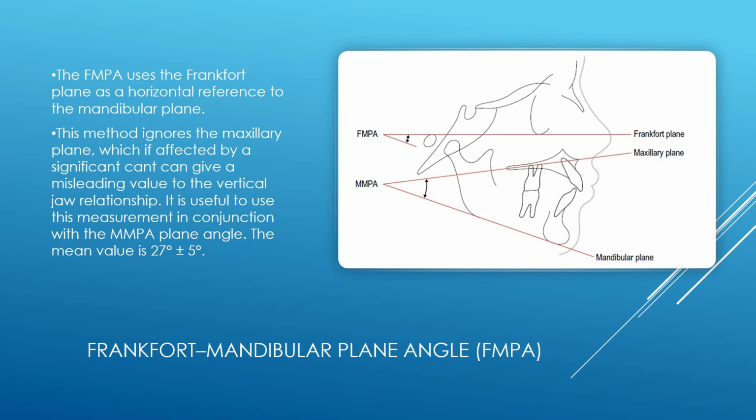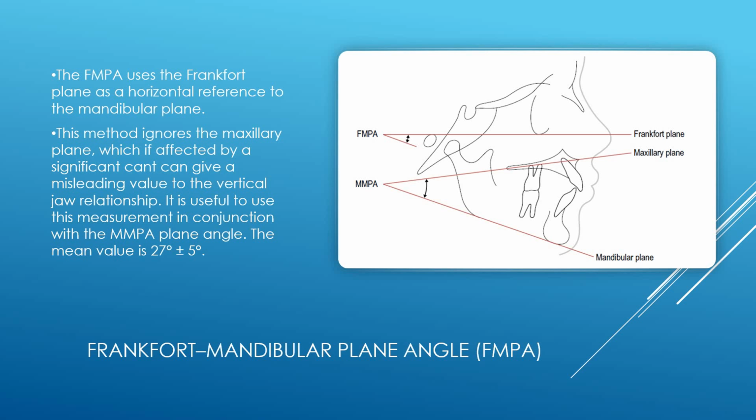FMPA, the Frankfurt mandibular plane angle, uses the Frankfurt plane as a horizontal reference to the mandibular plane. These methods ignore the maxillary plane, which, if affected by a significant inclination, can give a misleading value to the vertical jaw relationship. It is useful to use these measurements in conjunction with MMPA, the maxillary mandibular plane angle.